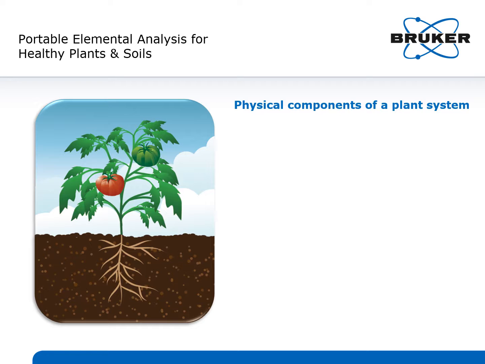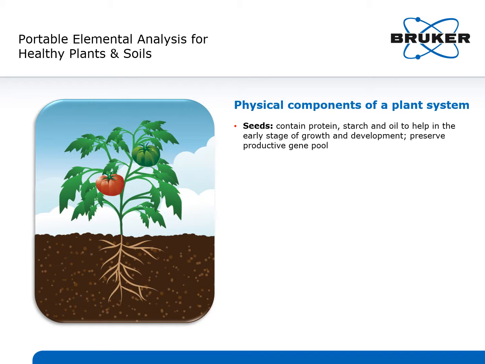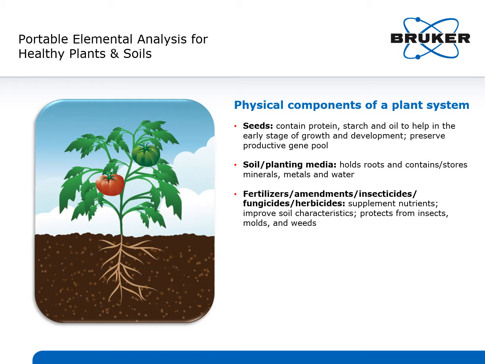Let's first review the physical components of a plant system. It starts with quality seeds, which are high in germination and free from insect or physical damage. They are placed in planting media such as soil, peat moss, coconut coir, rock wool, perlite, vermiculite, or even an aqueous solution. Inputs are an important aspect of a plant system.